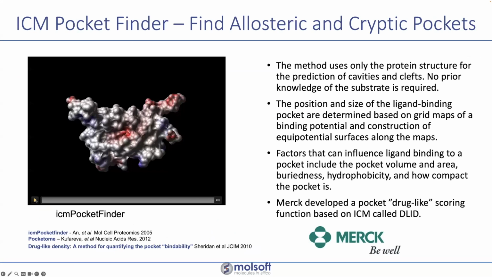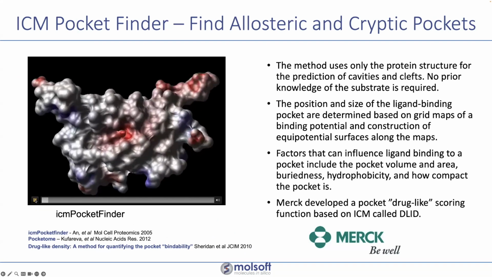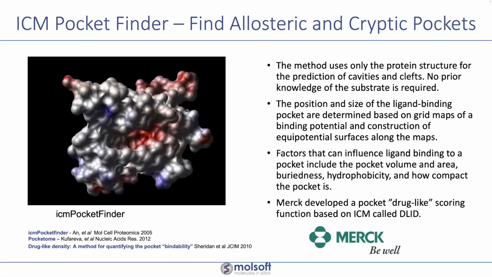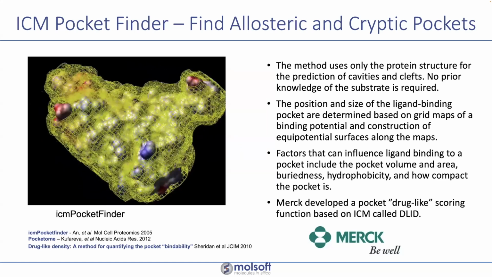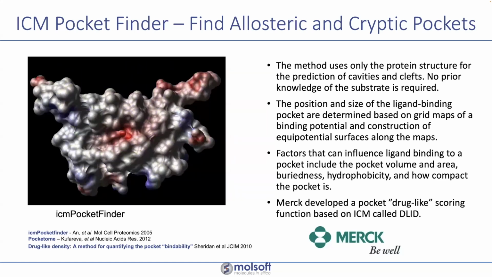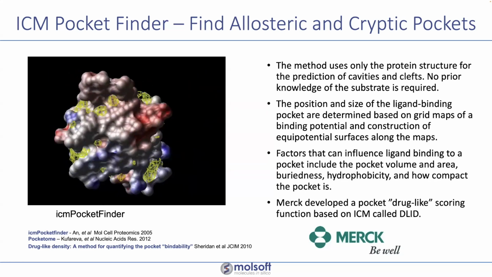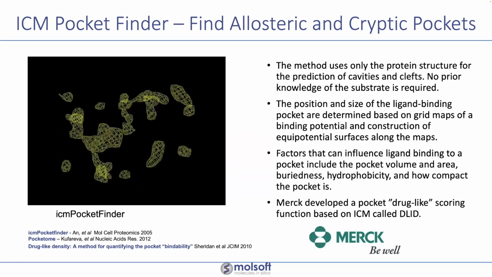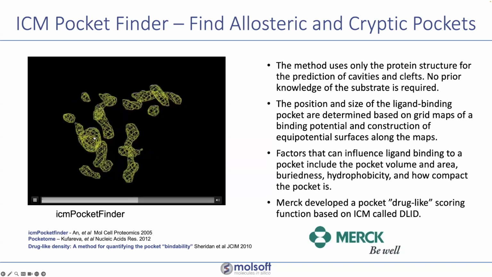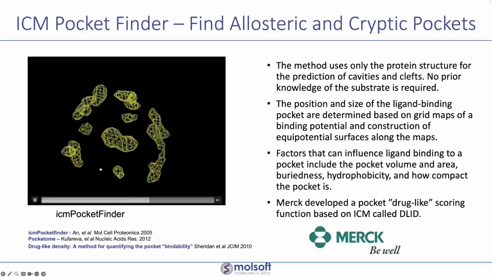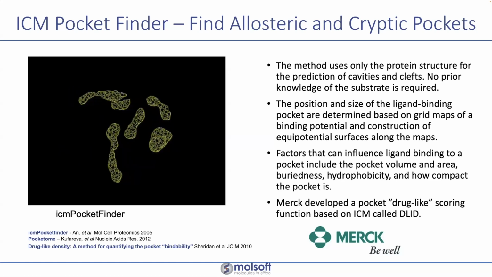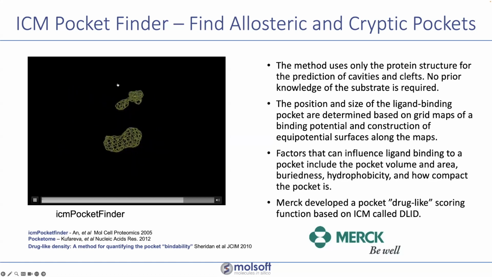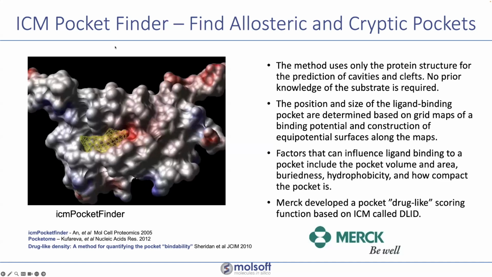So before you start docking, you may already have defined your ligand binding site, which is sometimes the case when you have a co-crystal structure. But there may be occasions where you're trying to improve that co-crystal ligand and want to see if there are any additional cavities you could reach into, or you may be designing a completely new allosteric inhibitor. So we have a method in ICM called ICM Pocket Finder.